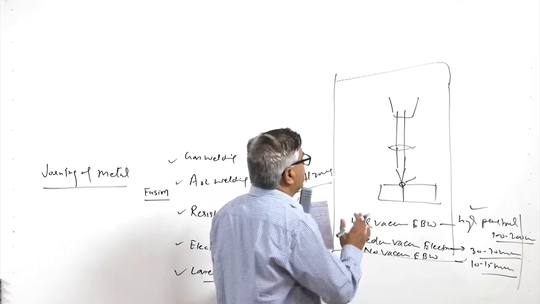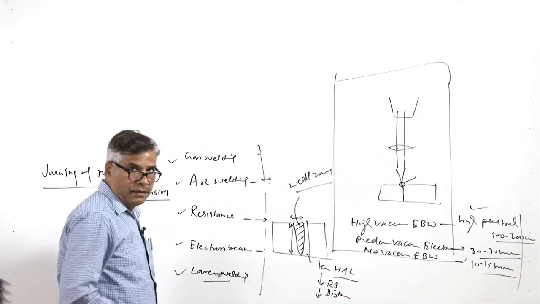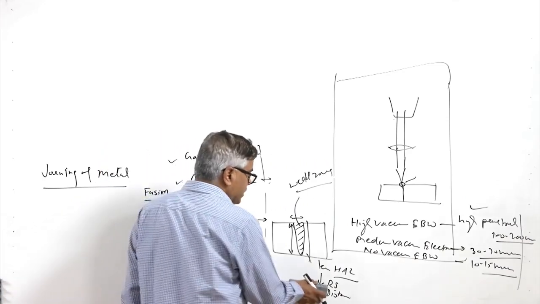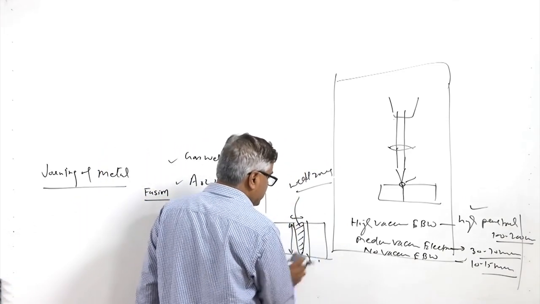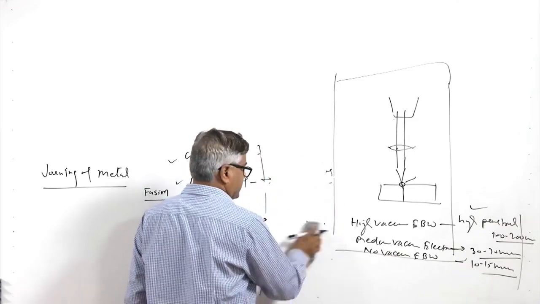But since electron beam welding is carried out under vacuum conditions, the job size is limited. Only a limited job size can be handled using the electron beam welding process.